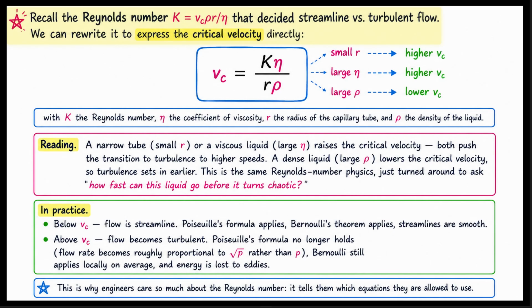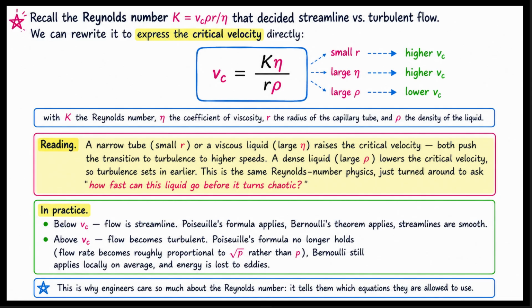Recall the Reynolds number K equals v_c rho r over eta that decided streamline versus turbulent flow. We can rearrange it to express the critical velocity directly as v_c equals K eta over r rho, where K is the Reynolds number, eta the coefficient of viscosity, r the radius of the capillary tube, and rho the density of the liquid. Reading this carefully, a narrow tube, so small r, or a viscous liquid, so large eta, raises the critical velocity; both push the transition to turbulence to higher speeds. A dense liquid, so large rho, lowers the critical velocity, so turbulence sets in earlier. It is the same Reynolds number physics, just turned around to ask how fast the liquid can go before it turns chaotic.